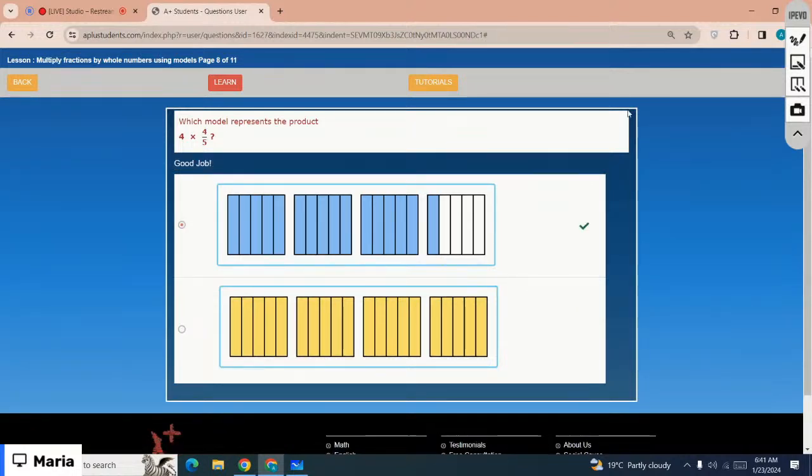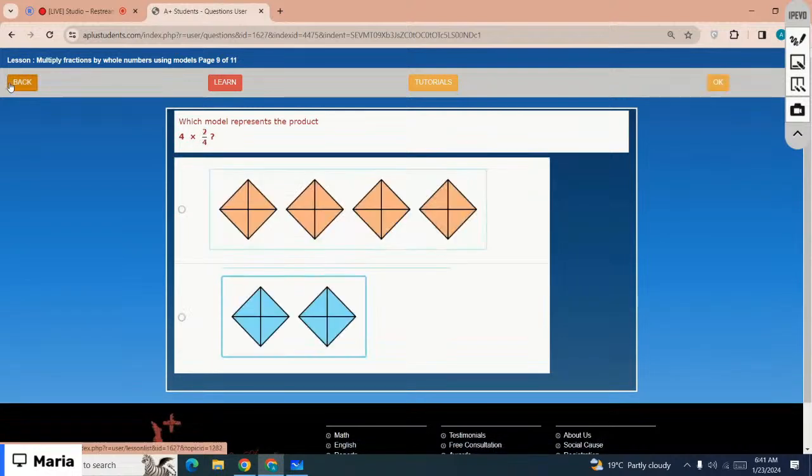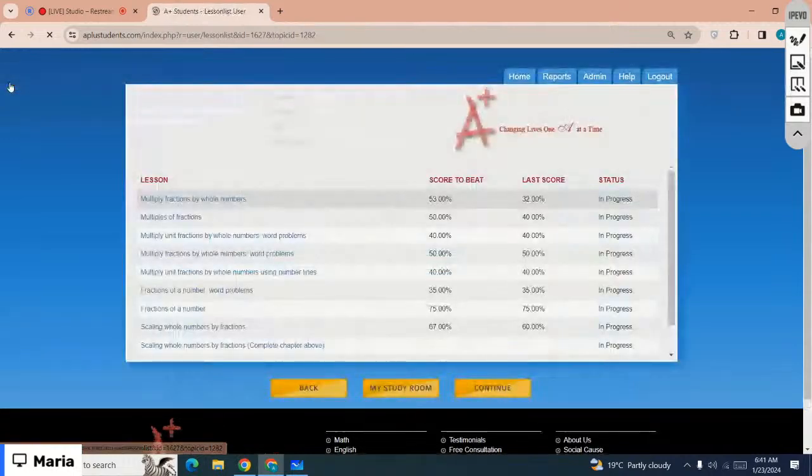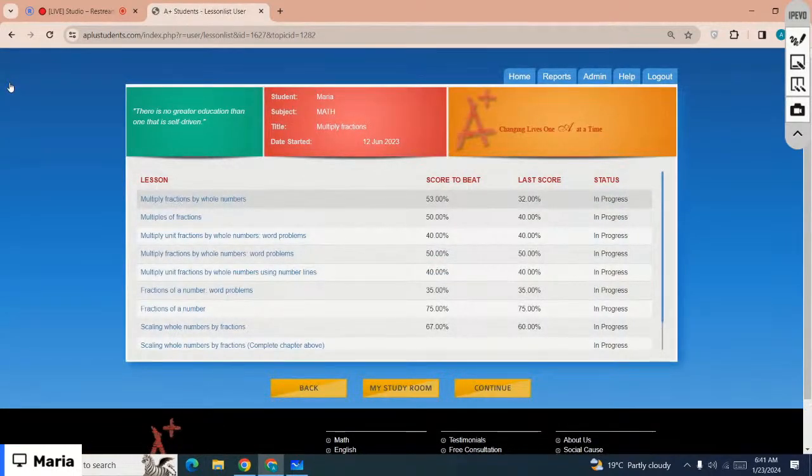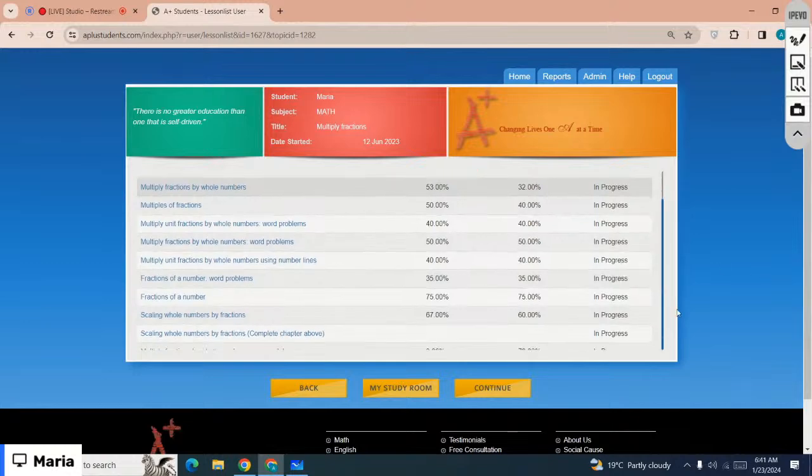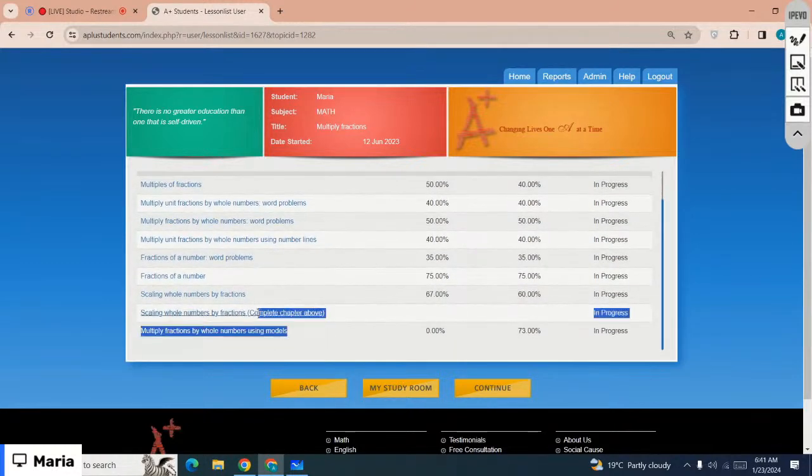Okay, you can complete the lesson by yourself later today. So we were working on grade 4 maths. The chapter we were working on is multiply fractions. We have finished the lesson today. The lessons we have covered today are fractions of a number, scaling whole numbers by fractions, and the one we just finished, multiply fractions by whole numbers using models, right?